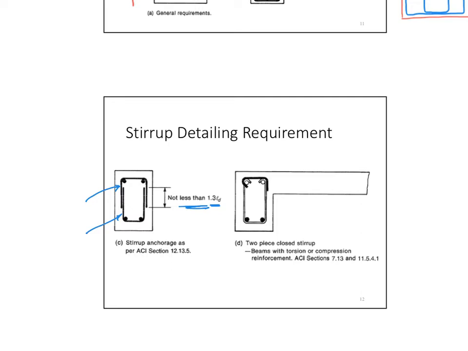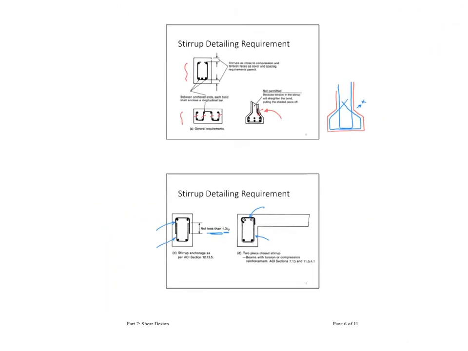Other cases is when you run a cross tie. This piece here, we call it a cross tie, on top of an open stirrup. This is also another permitted way for a two-piece closed stirrup. And normally we alternate those hooks. So the 135 and the 90-degree hook are alternated from one stirrup to another.